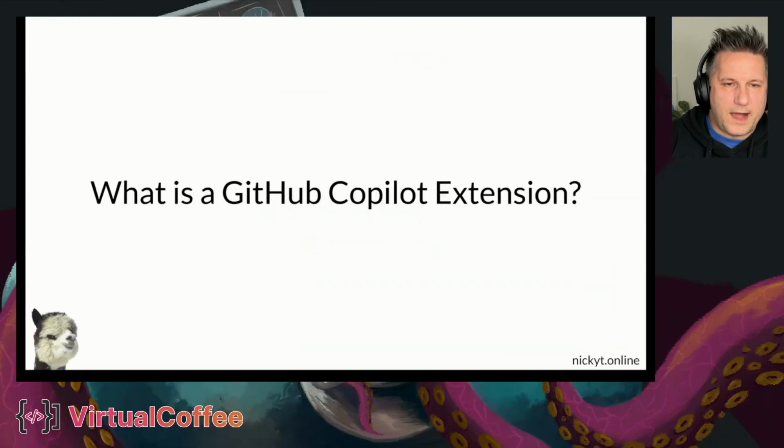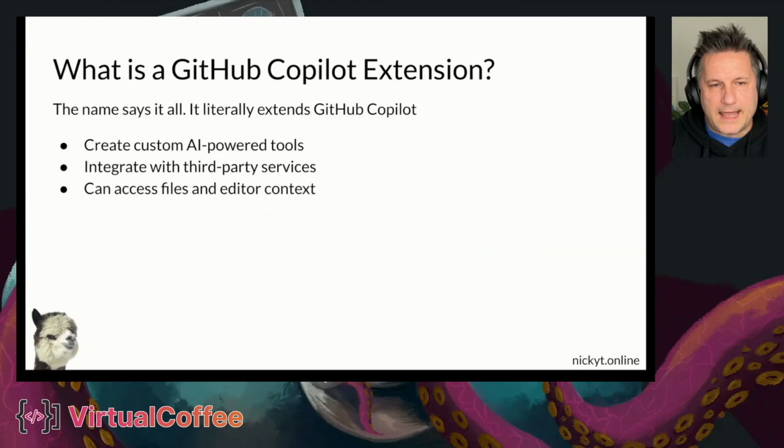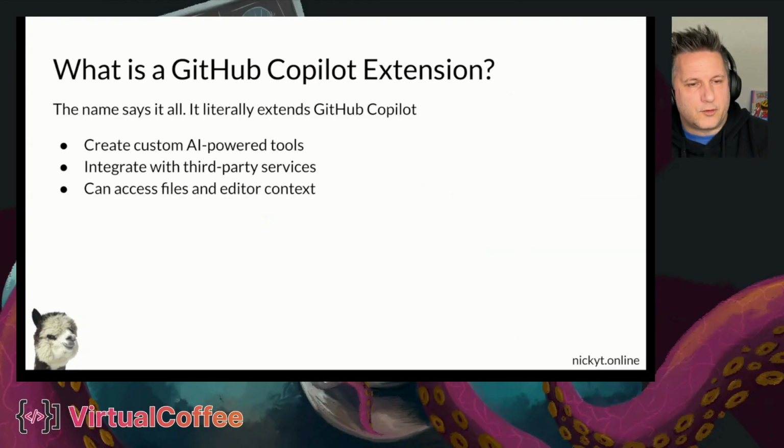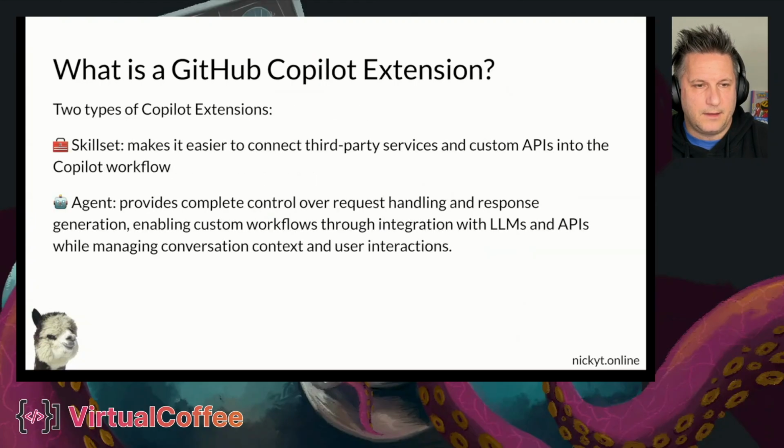So what is a GitHub Copilot extension? I think the name kind of says it all, because it literally extends GitHub Copilot. So what does that mean? You can create a custom AI-powered tool, integrate with third-party services, and as of recently, I think a couple months ago, you can now access files and the editor context. So if you've used GitHub Copilot and you're asking questions about a file, you'll see the file in the UI there of Copilot. You can actually get access to that in a Copilot extension too now.